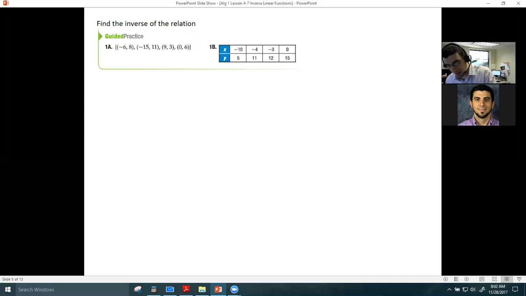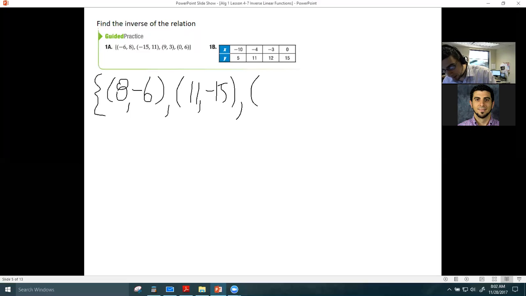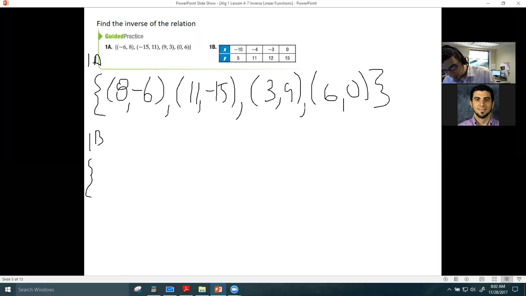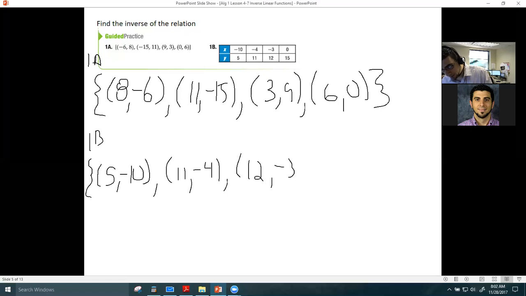Okay, so we're back. So 1A, the set would be 8, -6, 11, -15, 3, 9, and 6, 0. Okay, so that's 1A. 1B would be 5, negative 10, 11, negative 4, 12, negative 3, and 15, comma 0.